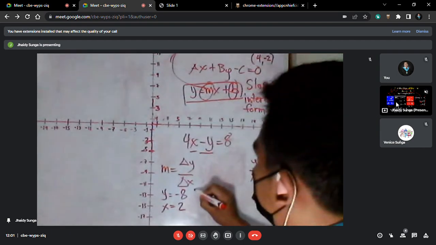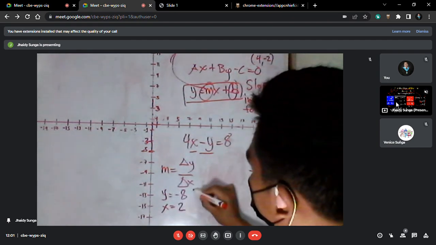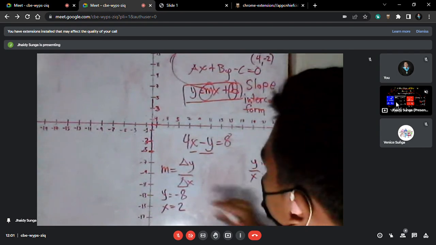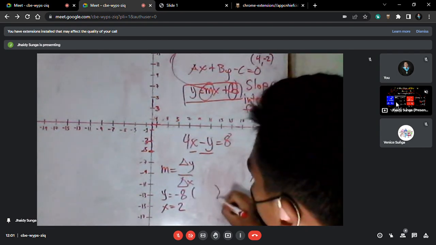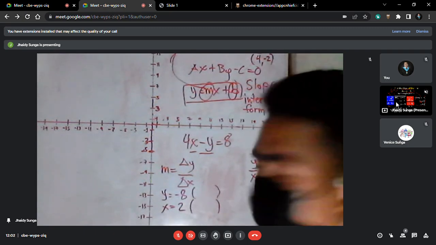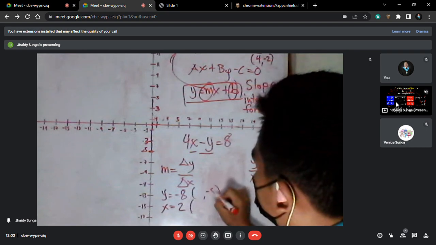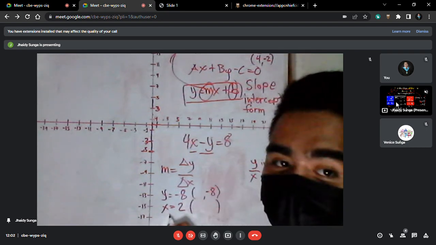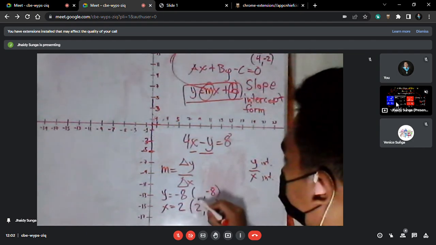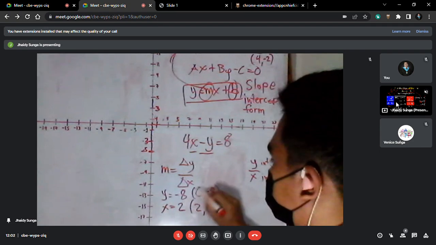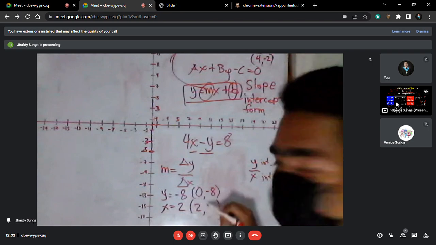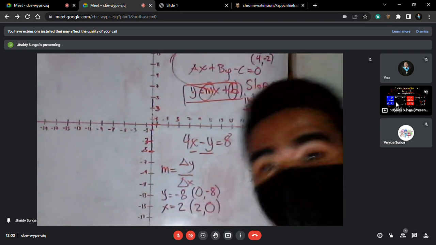Alright, so if we have y-intercept, this is your point. This is your y-intercept. So before we have the slope, of course we have point. So your y-intercept is what? Negative 8. And your x-intercept is 2. So how about your x in your y-intercept? Of course, 0. Just to input that one to 0. Also in your x-intercept, this is 0 already. That's how it is.